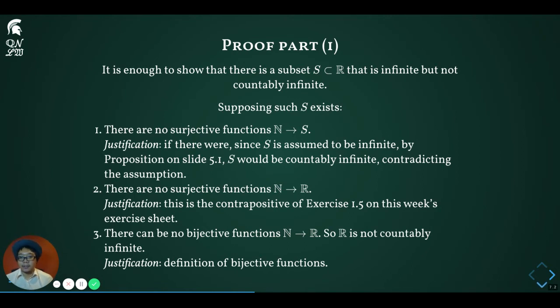Supposing such an S exists, then first, there can be no surjective function from N to S, for if there were, then since S is known to be infinite, there would be both an injection and a surjection, which would mean S is countable, contradicting the fact that S is known not to be countable. Second, this means that there can be no surjection from N to R. I will leave this as a consequence, in fact the contrapositive, of what you will prove in exercise 1.5 on the exercise sheet. Finally, since there can be no surjection, there can also be no bijection, so R has to be not countable.